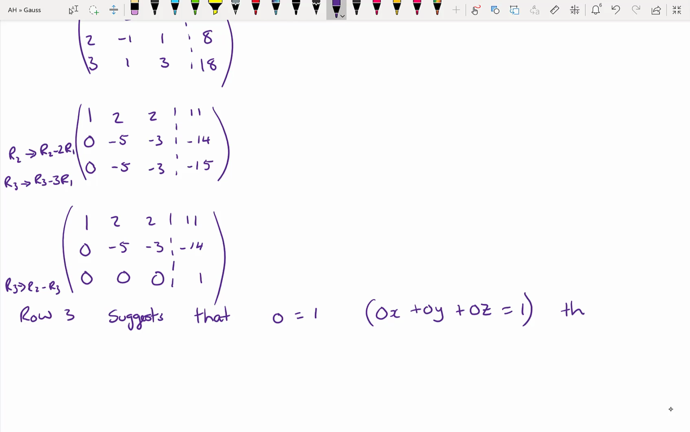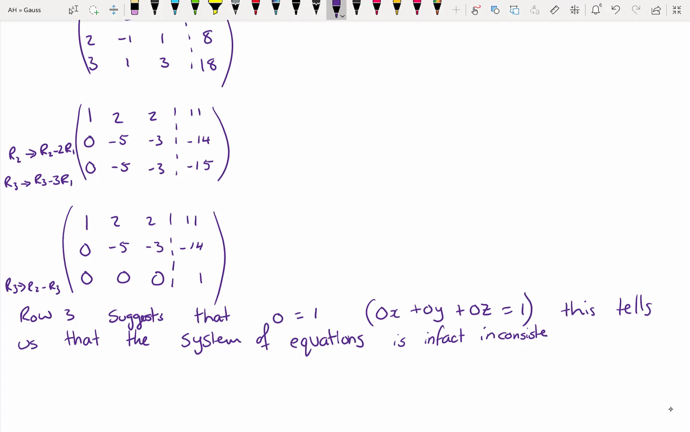And so this is what tells us that the system of equations is in fact inconsistent and that there are no real solutions.